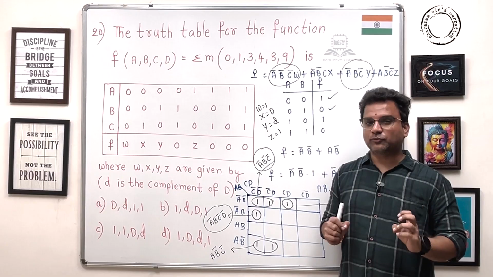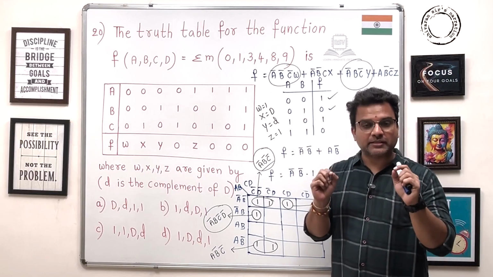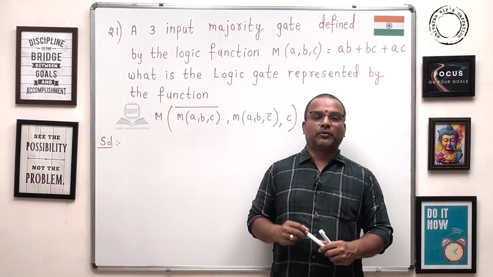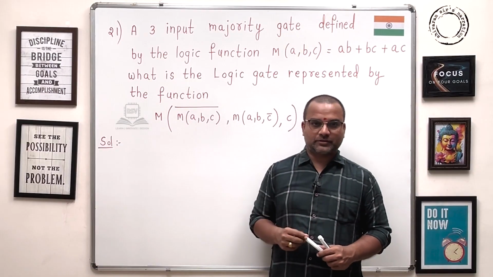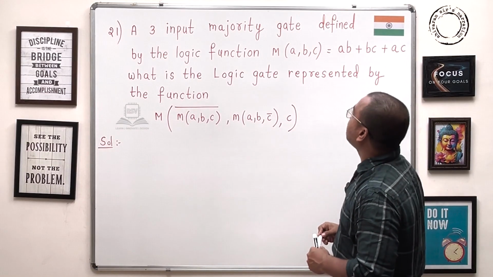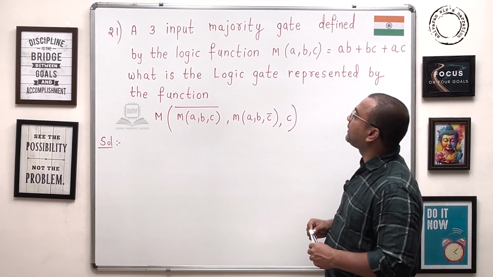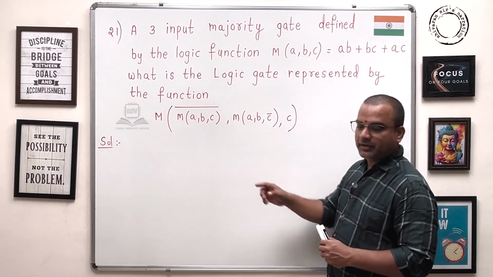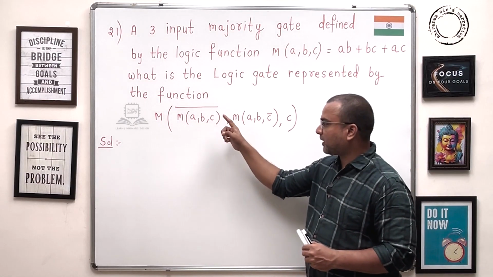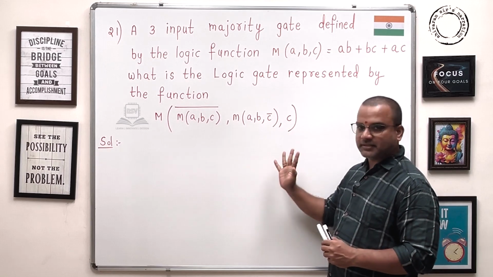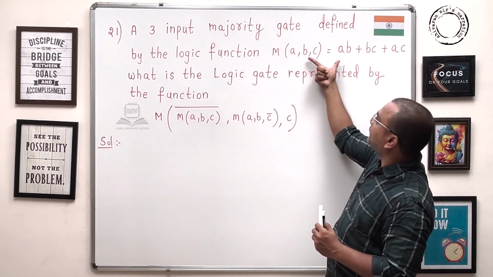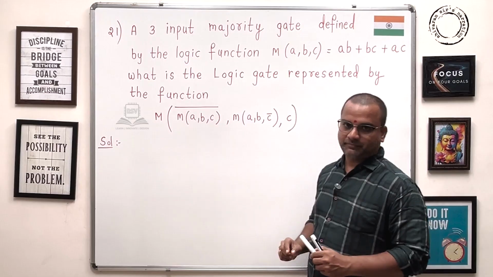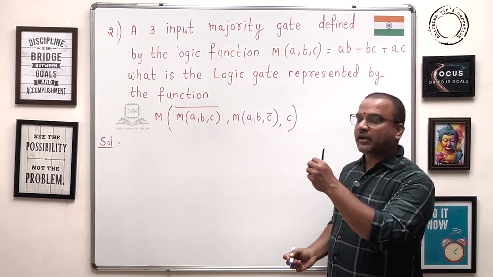Okay guys, so this is the best hack in Boolean Algebra and K-Map, right? Let's have another model, especially nested functions. Okay, let's see. A 3 input majority gate is defined by the logic function m of a comma b comma c is equal to ab plus bc plus ac. What is the logic gate represented by the function m of (m of a comma b comma c whole bar, m of a comma b comma c bar, c)? So this is the function and this is a nested function, a function inside the function. Okay, are you ready? Yes. Without any delay, let's start.